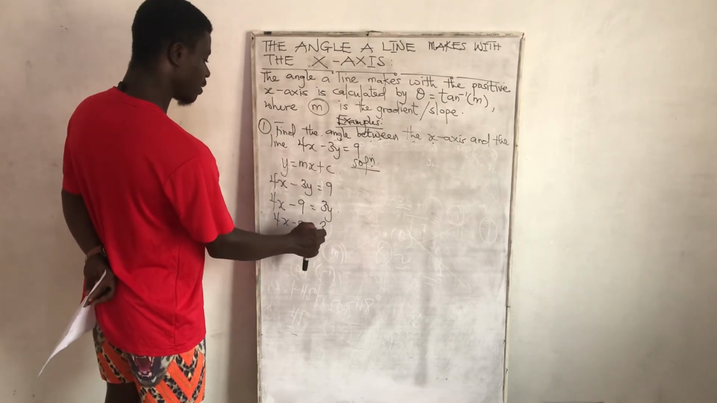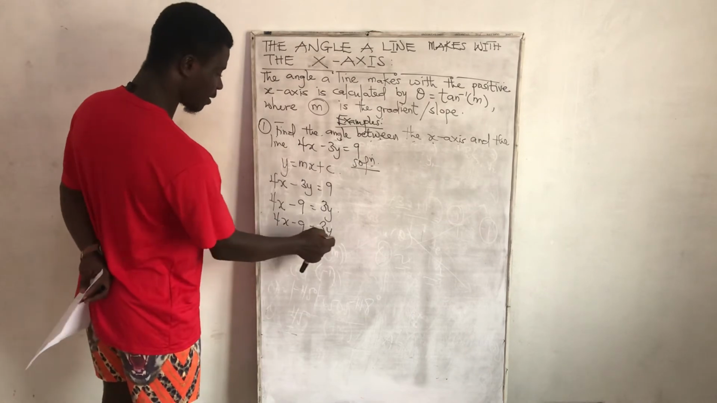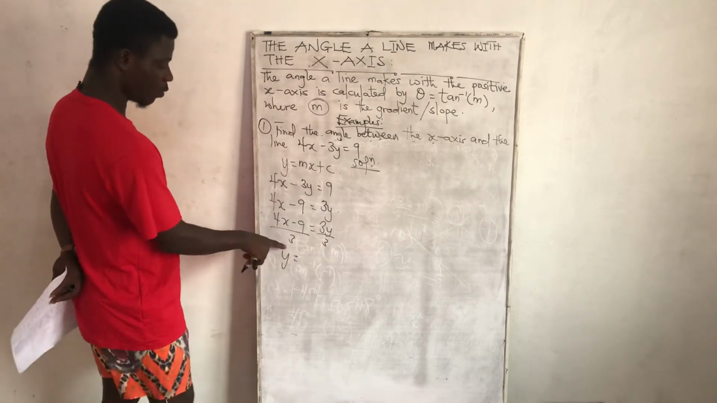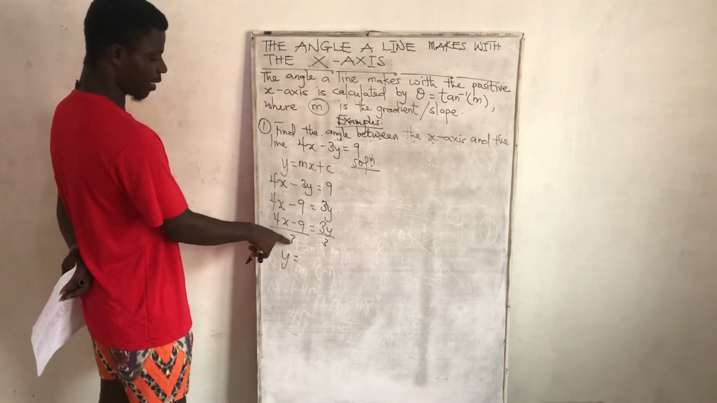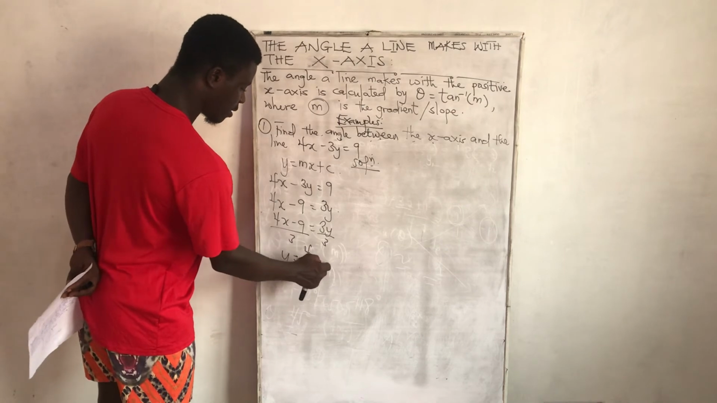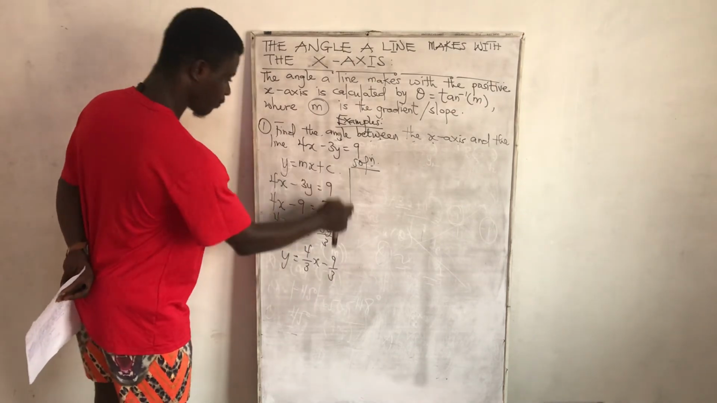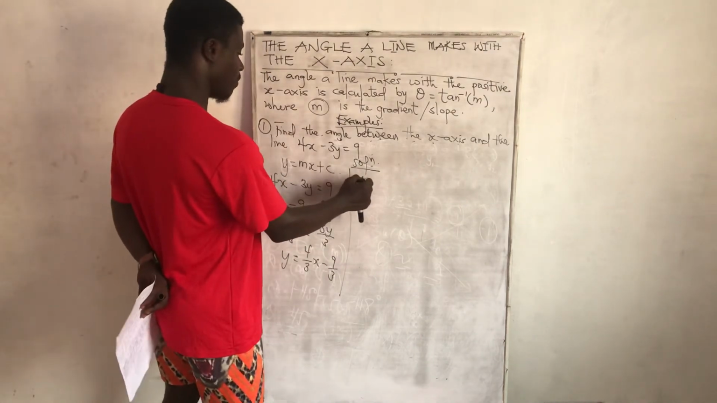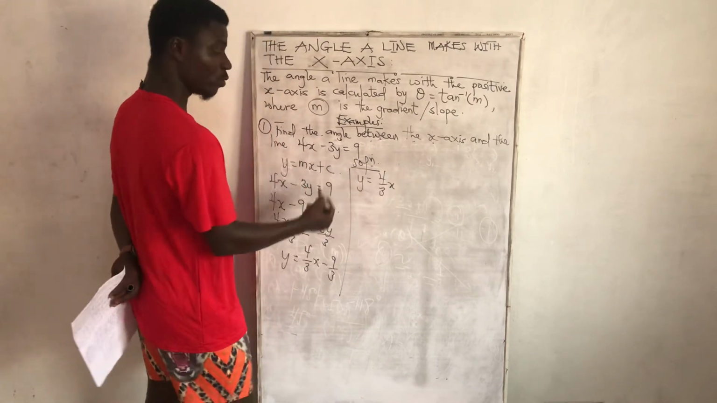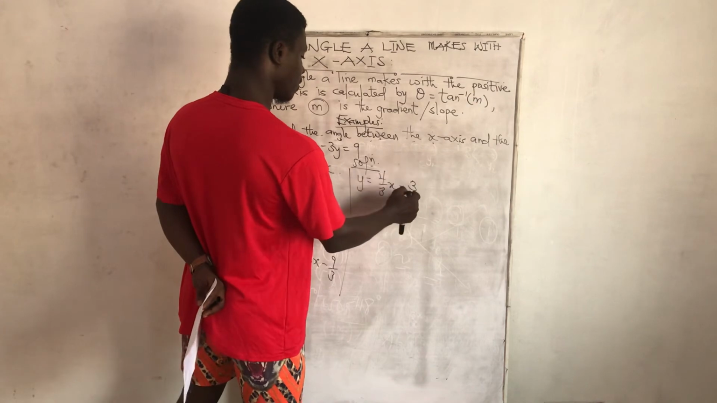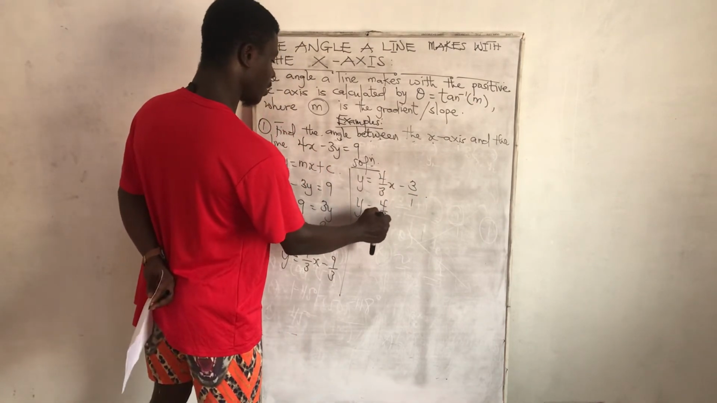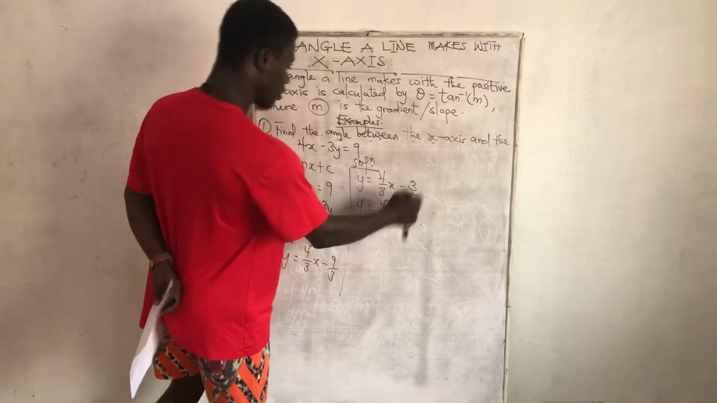We can divide both sides by the coefficient of y, which is 3. So y equals 4x on 3 minus 9 on 3. Now y must be equal to 4 on 3 x, and 3 goes into 9 three times. So we can write it as 4 on 3 x minus 3.